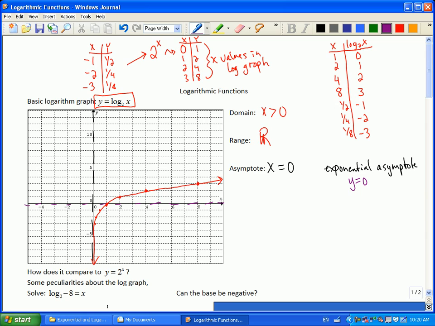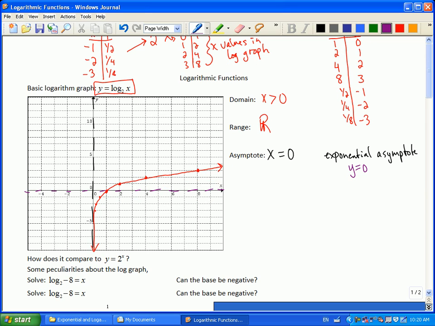What about if we compare this to the original graph, y equals 2 to the x? Then I'll continue in purple, I guess. This one's easier to graph out. At 2, it'll be 4. At 3, it'll be all the way up to 8. And then it'll be a half, a quarter, an eighth, like that.